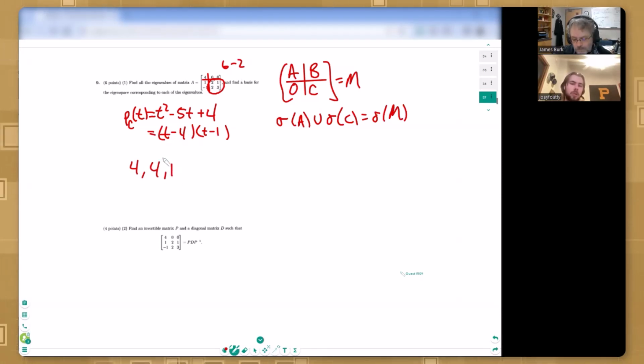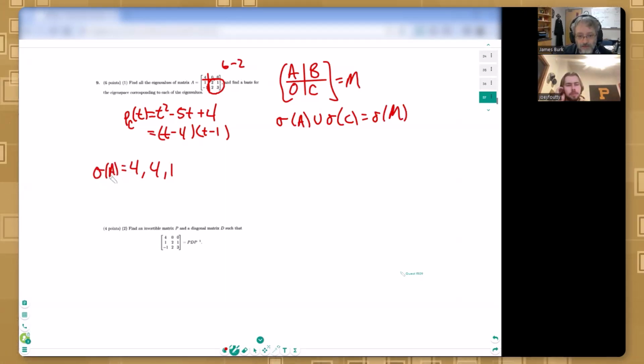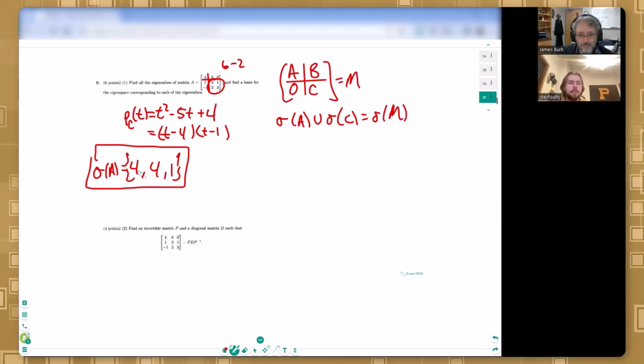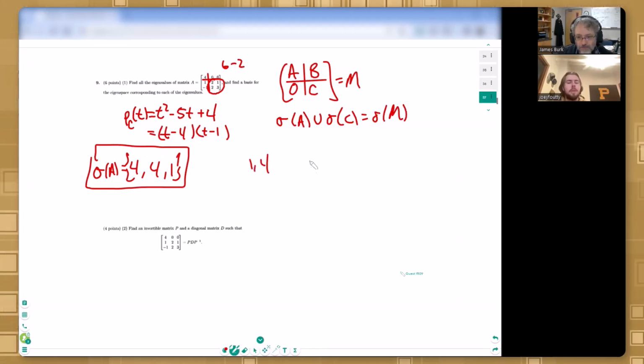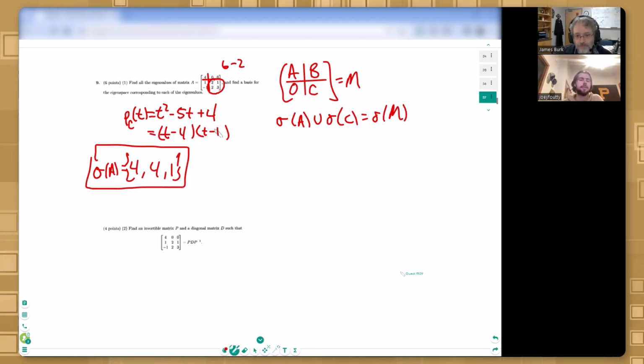Now, make sure if you're writing in terms of the spectrum, to write in terms of a multiset. Repetition is important in a multiset. That's what the spectrum is. If I just said you had eigenvalues 1 and 4, you might think I'm just talking about a 2 by 2. But I'm really talking about a 3 by 3 here. Okay.